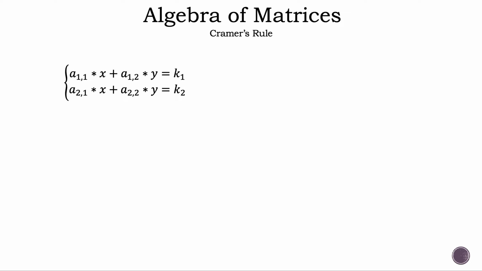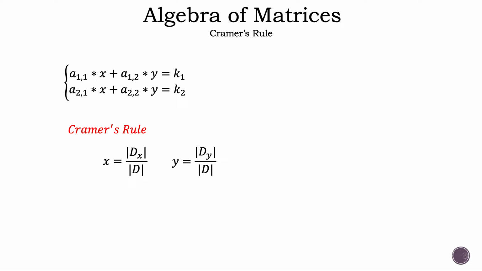Now, let's see what Cramer's rule is all about. We have a system of equations, and we can use Cramer's rule to find our solution. Since we only have two variables here, it might be easier to graph, use substitution, or even use elimination. But when we have more than two variables, it might be easier to use Cramer's rule.